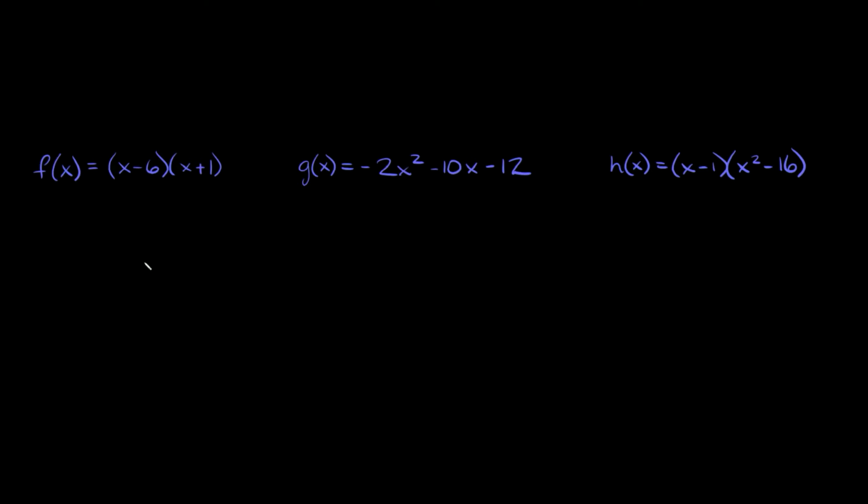So in this video, I'm going to teach you how to find the zeros of a function. We're going to do a few quadratic examples, and I'm also going to do a couple cubic examples. All right, so let's start with this one right here. f(x) is equal to (x - 6)(x + 1).